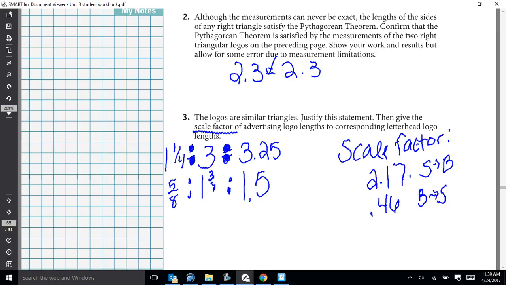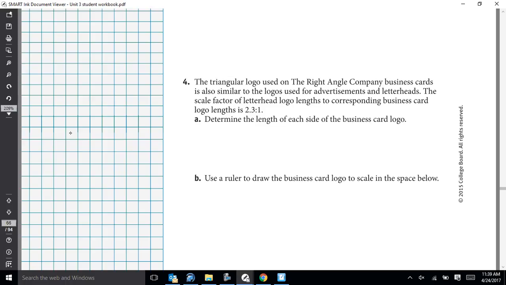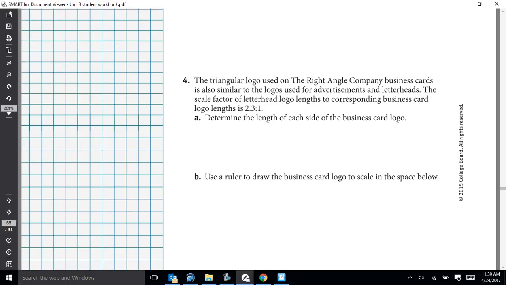So just refreshing our scale factor stuff. The triangular logo used on the right angle company business cards is also similar to the logos used for advertisements and letterheads. The scale factor of letterhead logo lengths to corresponding business card length is 2.3 to 1. Determine the length of each side of the business card logo. So they're saying 2.3 to 1. So from letterhead to business card, we have a logo of 2.3 to 1.